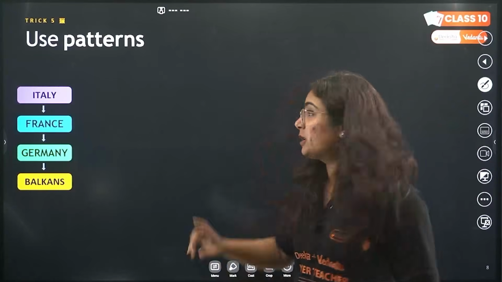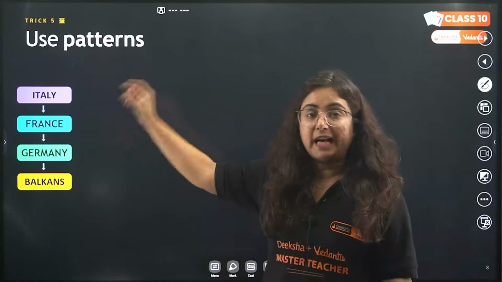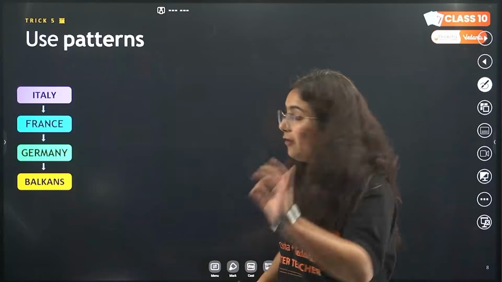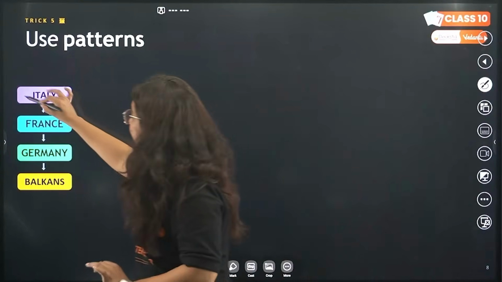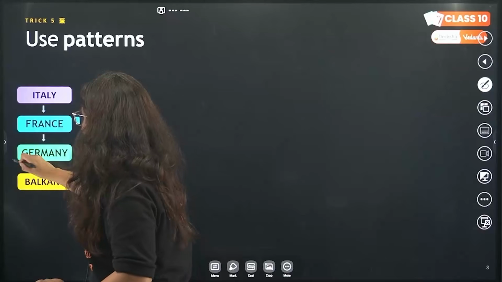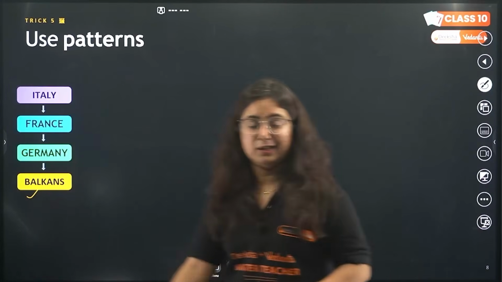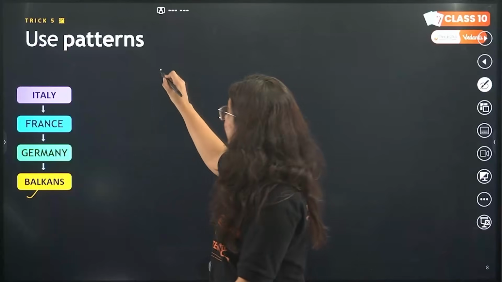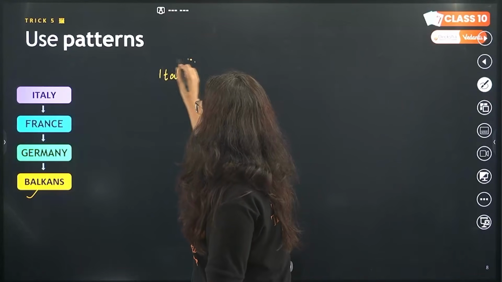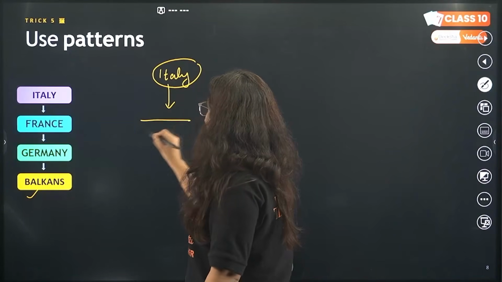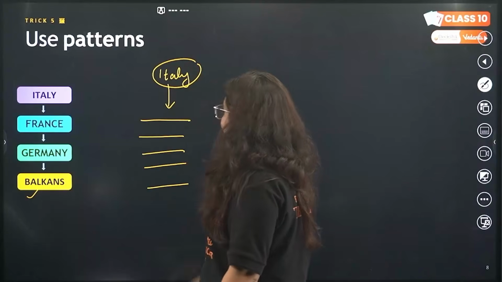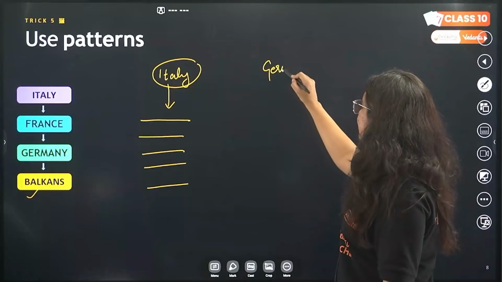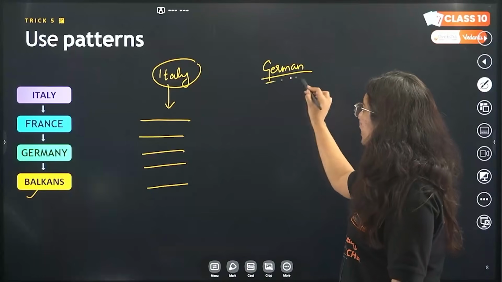The next important thing is to use patterns. Right? This is very, very important. Like for example, now you have Italy in your book, France in your book, Germany in your book, and the Balkan crisis in your book. Okay? What we can do, beta, is divide it into a pattern. Like here, you can write all the important dates that are relevant to the unification of Italy. Right? Then you can write all the important dates relevant to the unification of Germany.